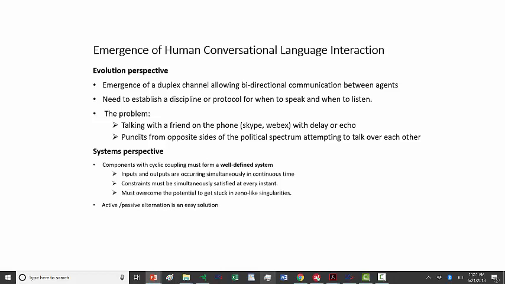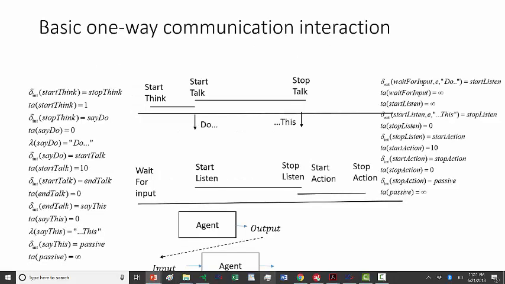So the active-passive alternation is a solution, as we've seen, and that corresponds to this protocol for speaking and listening, where one agent is speaking, the other is listening, and conversely, and this speaking-listening, activity-passivity alternates as time proceeds. We can characterize this within DEVS, and this can then be studied as far as dynamic systems and how they can be modeled.